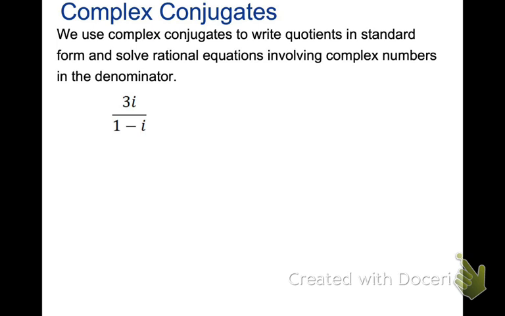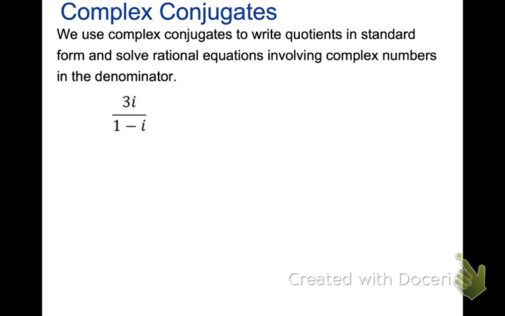Complex conjugates, the reason we use them is to get rid of the what? Imaginary number. So we don't want a square root in the denominator. Guess what we also don't want in the denominator? Don't want a square root, which is an irrational number. We also don't want an imaginary number. Okay.